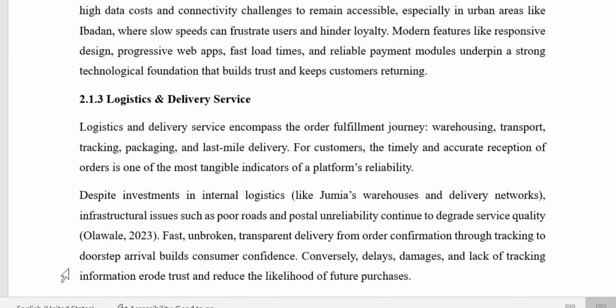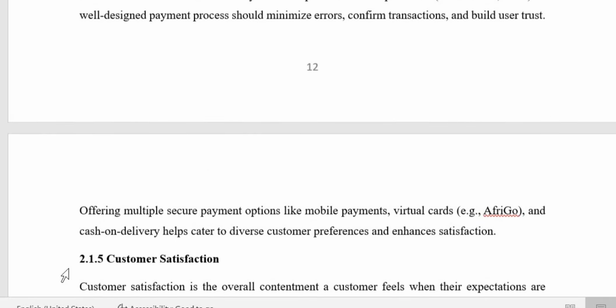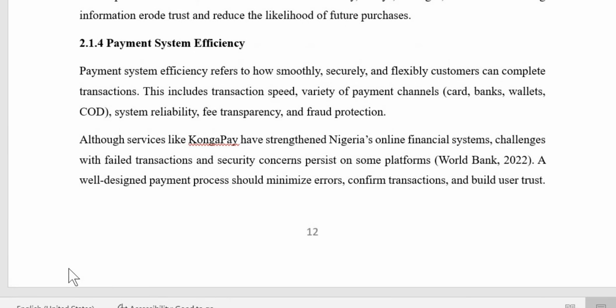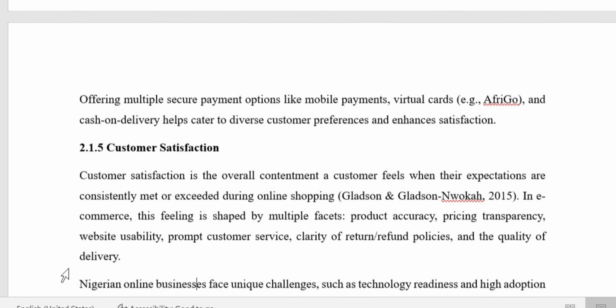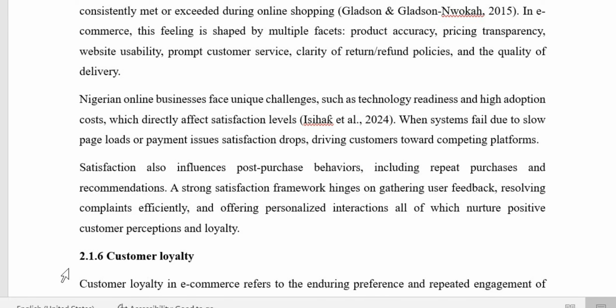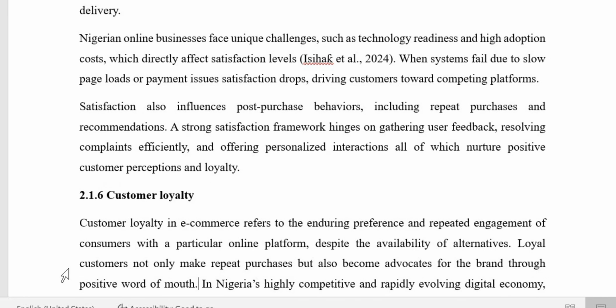You can see now, logistic and delivery service, they are explaining it. They will give you the definition of logistic and delivery service to make everybody understand what this concept is talking about. Then we also have payment system efficiency, which is a variable in my topic. We have customer satisfaction, which is a variable in my topic. So I will need customer loyalty, which is the main dependent variable that we are looking at. That is, customer loyalty depends on all these variables.